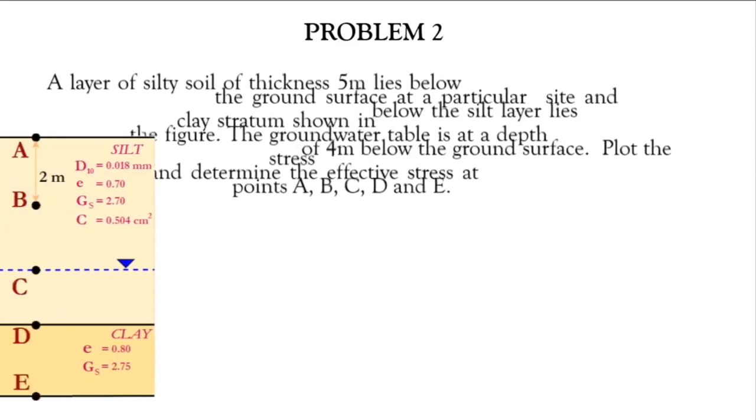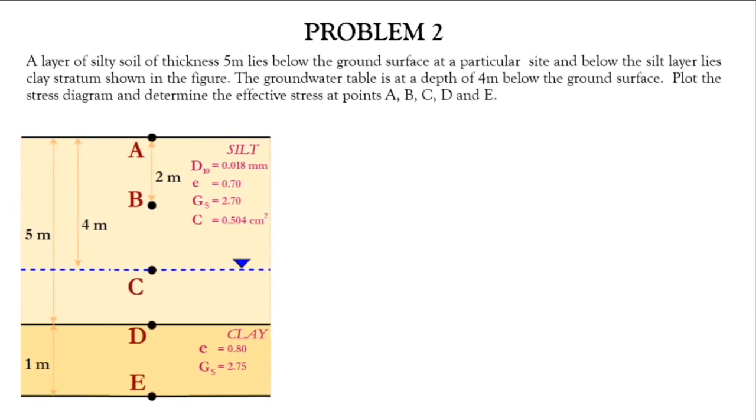So, ito yung given na soil profile. Ito yung groundwater table. Madali mo nang ma-identify na groundwater table yan kapag merong triangle. Ibig sabihin ito yung surface ng groundwater table. So, given yung properties ng silt, we have D sub 10 or the effective size, the void ratio, specific gravity of solids, and C. Dito mo agad ma-identify na merong capillary rise dahil binigay yung tinatawag na capillary constant C, 0.504 square centimeter.